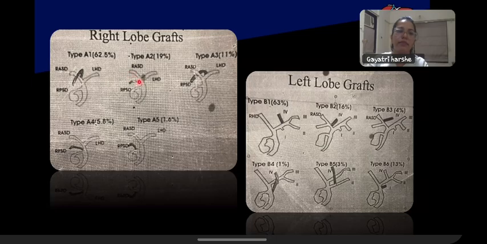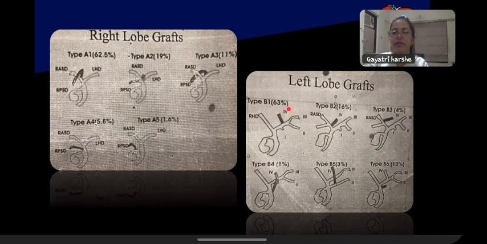Same way, if there is a separate right posterior and right anterior, then type B. 3, right posterior will drain into the left hepatic duct. 4, right posterior will drain into the common hepatic duct. And 5 is right posterior will drain into the cystic duct. Same way for left lobe.